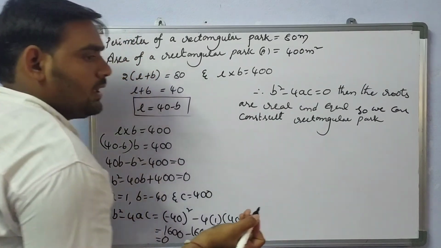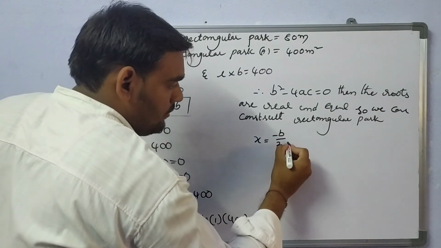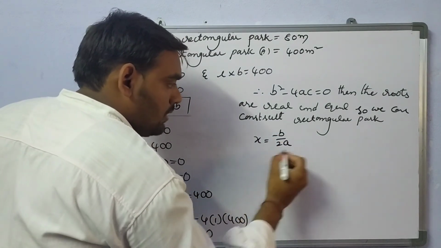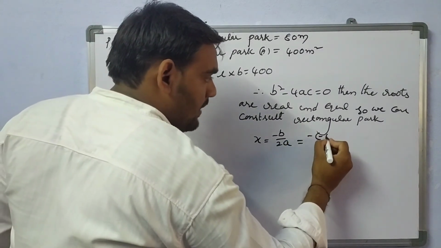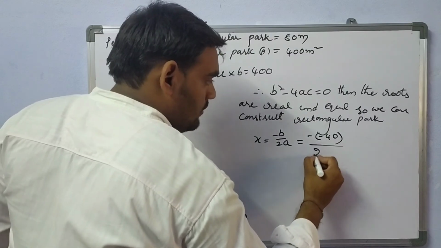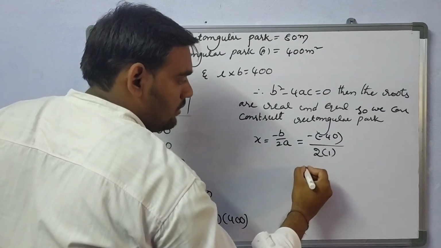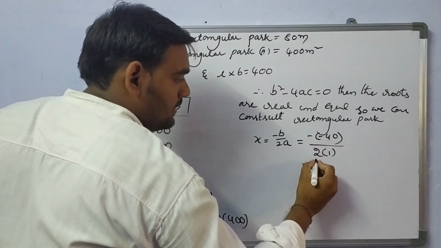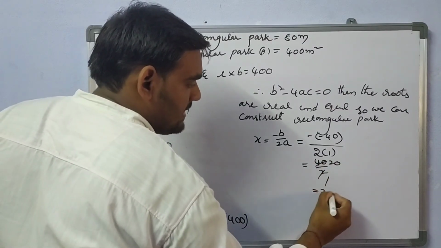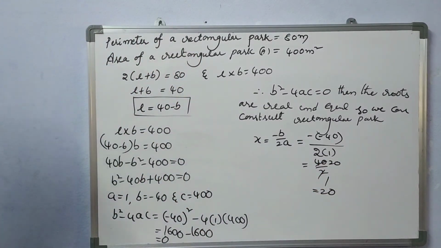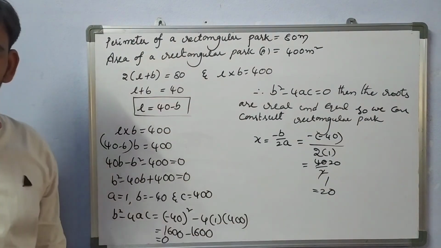What is the formula to find the roots of a quadratic equation? x is equal to minus B by 2A. Here the B value is minus 40. So minus of minus 40 divided by 2 into A value 1, that is 2 into 1. Minus into minus 40 gives plus 40 divided by 2, and 2 twenties are 40. So x is equal to 20. Here x is nothing but the breadth of the rectangle.